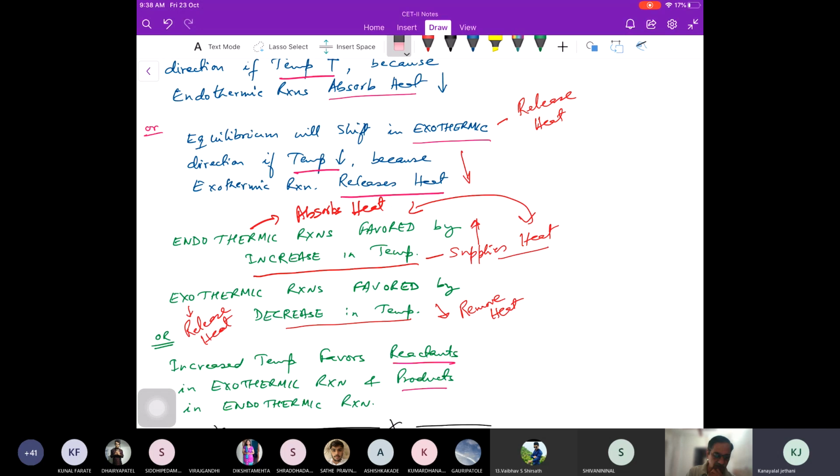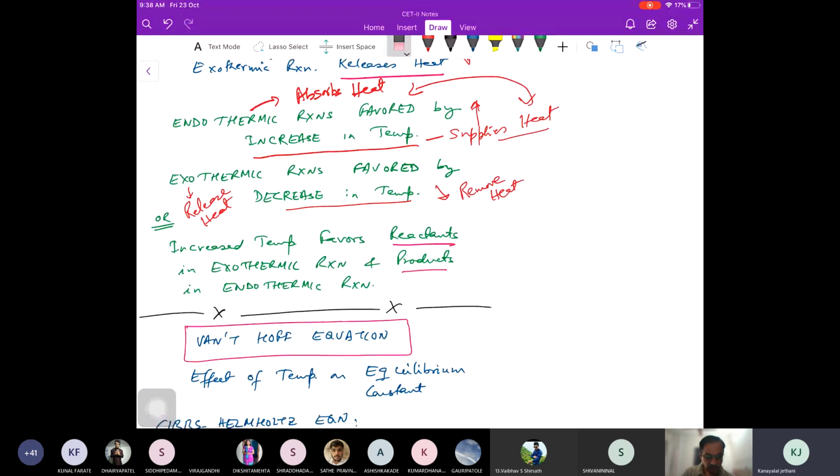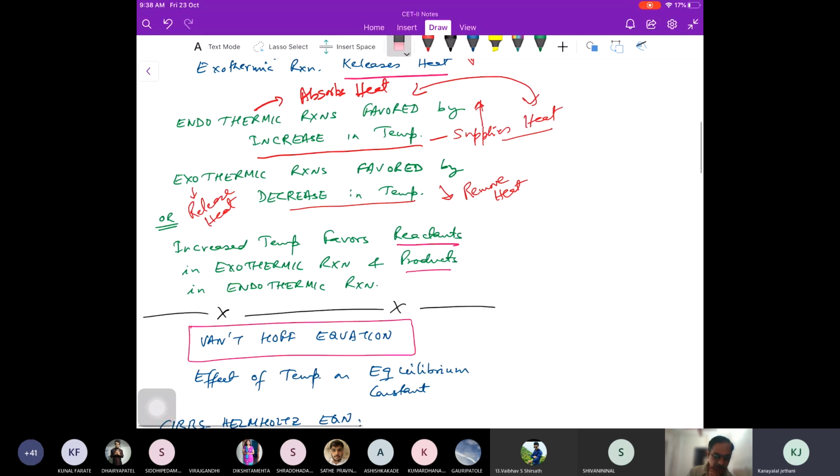Clear, sir. Okay. So increased temperature favors exothermic. Okay. Increased temperature favors reactants. This is the difference, right? So when you say A goes to B in a reversible reaction, and you say this is an exothermic reaction, right? So temperature बढ़ाया तो that means it will go in the other direction. If this forward direction is exothermic, the reverse direction is endothermic.